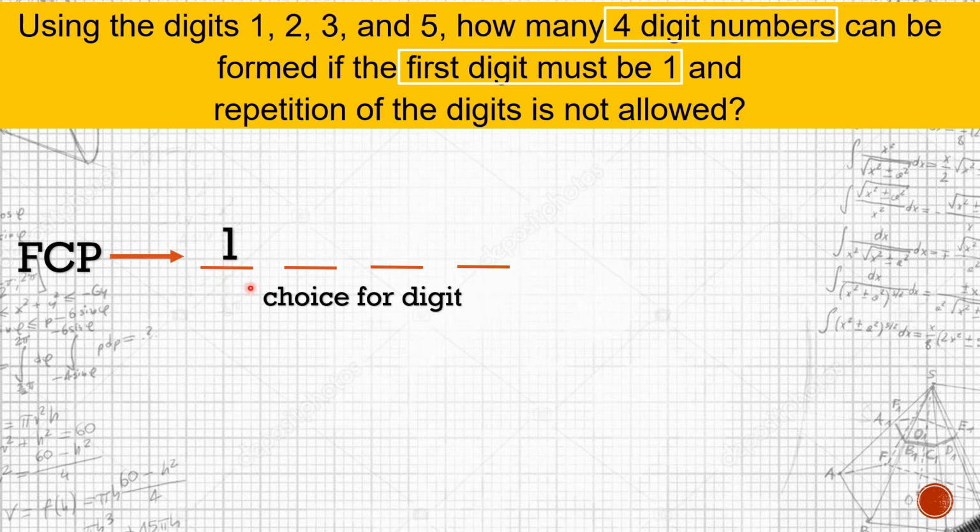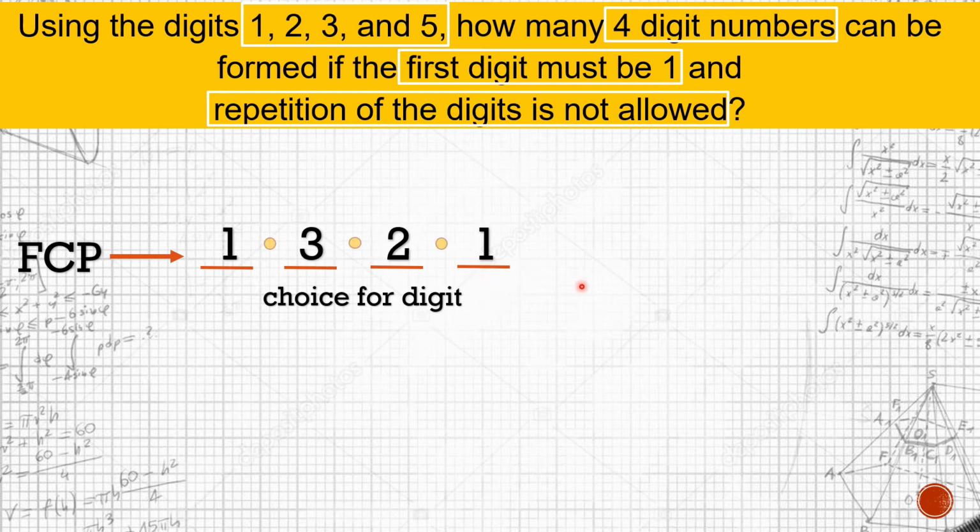And then sa second slot, dahil nakalagay na yung 1, 3 na lang yung pagpipilian natin, yung 2, yung 3, tsaka 5. So 3 na lang yung pwede nating ilagay sa second slot. Pagdating sa third slot, dahil nakalagay na yung dalawang numbers sa first slot tsaka sa second slot, 2 na lang yung pagpipilian natin, at sa last digit, 1 na lang yung pagpipilian natin.